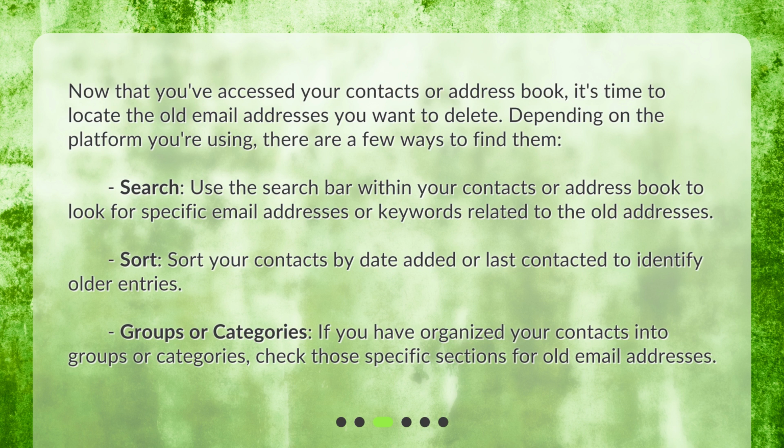Search. Use the search bar within your contacts or address book to look for specific email addresses or keywords related to the old addresses. Sort. Sort your contacts by date added or last contacted to identify older entries. Groups or categories. If you have organized your contacts into groups or categories, check those specific sections for old email addresses.